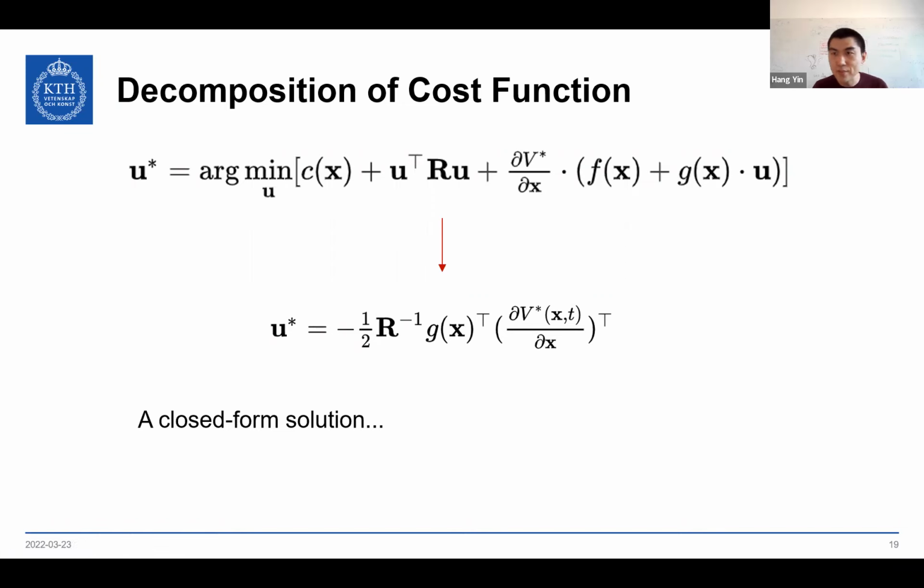Make sense? Any questions regarding this part? Because this is probably getting a little bit into the weeds. No? Great, cool.